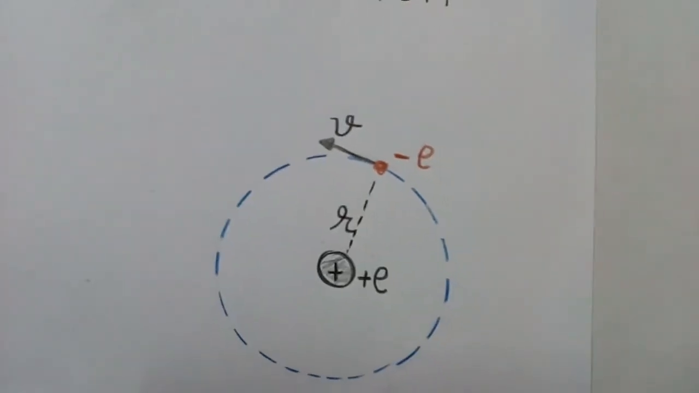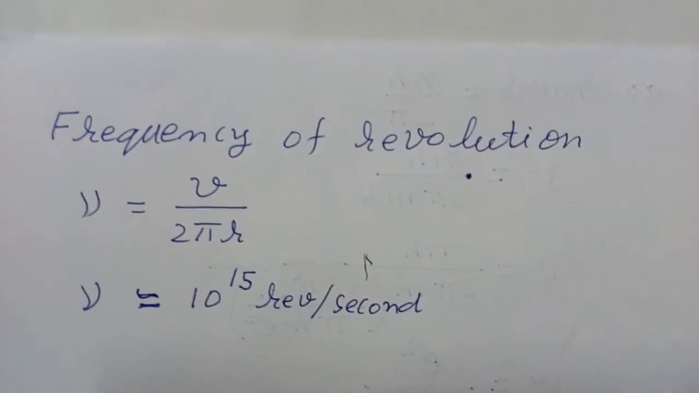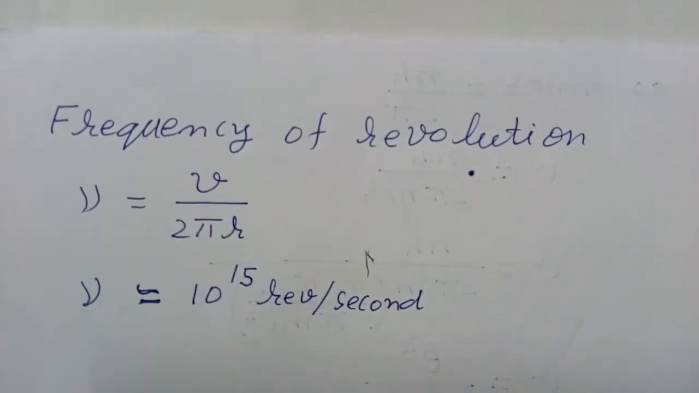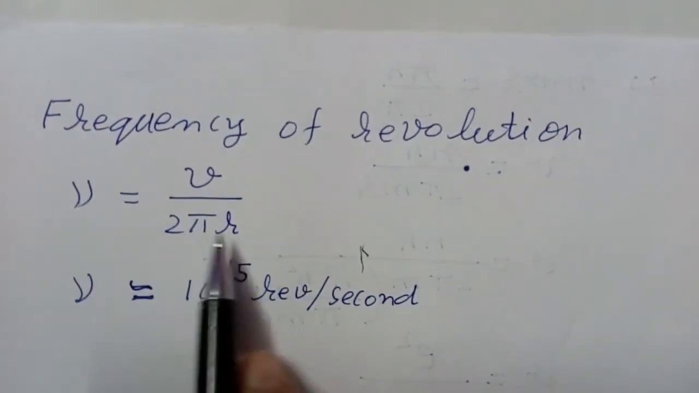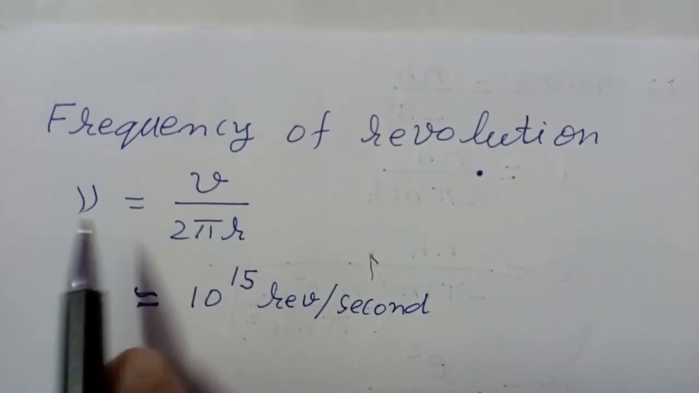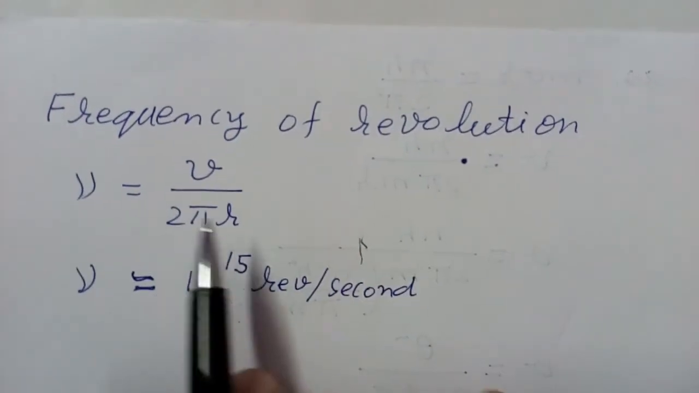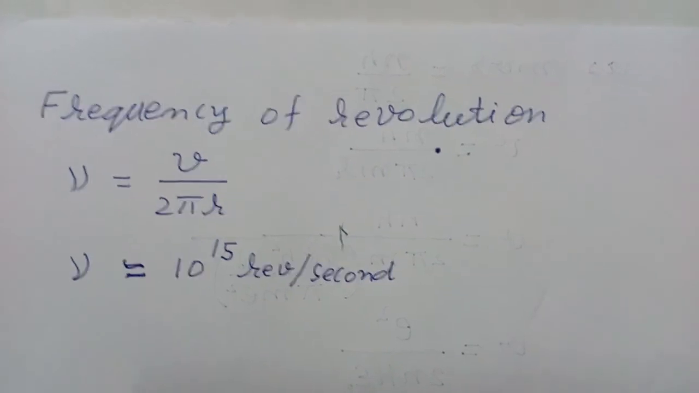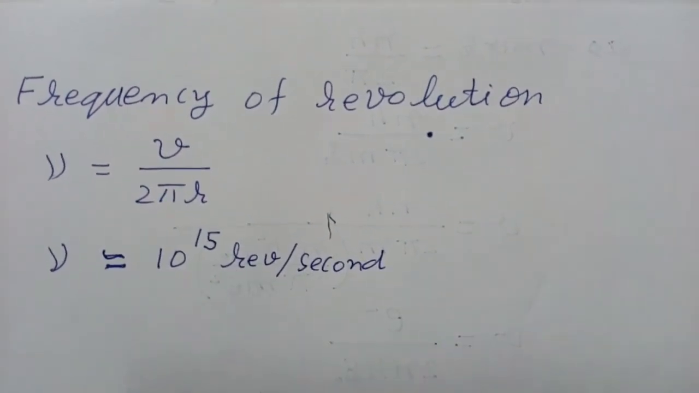Now with this large velocity, the frequency of revolution is equal to the speed of the electron upon the circumference of this circle. Circumference of this circle is equal to 2 pi r and speed of the electron is v. So frequency of revolution, meaning the number of revolutions per second, nu is equal to v upon 2 pi r. When we substitute values for v and r, this nu comes nearly equal to 10 power 15 revolutions per second.